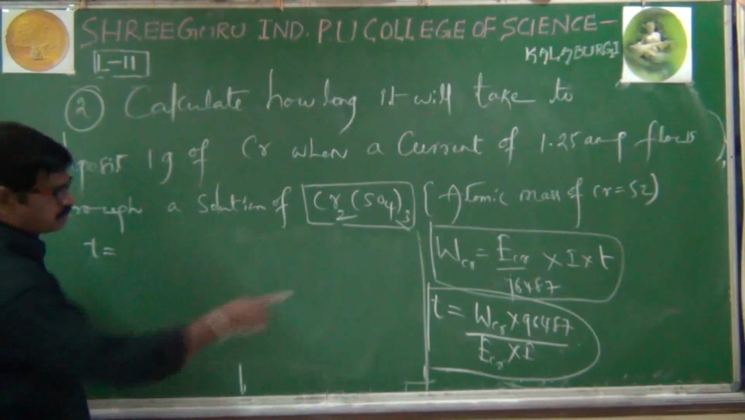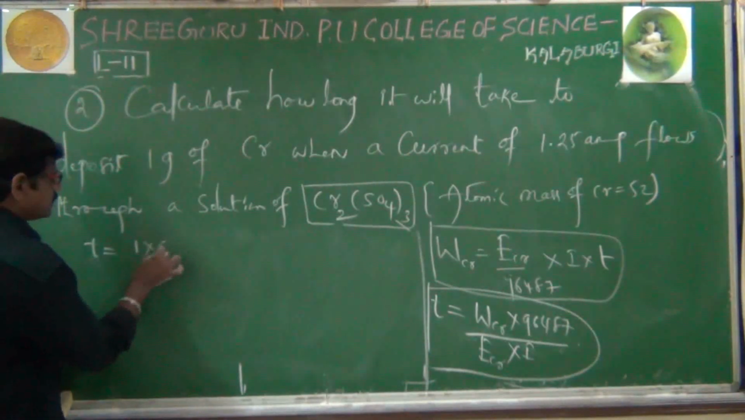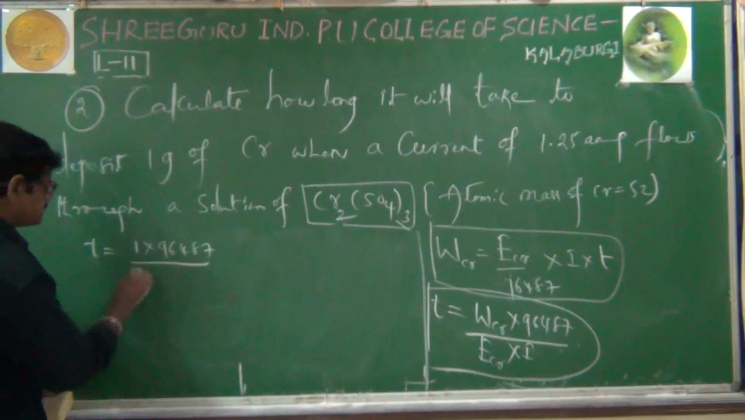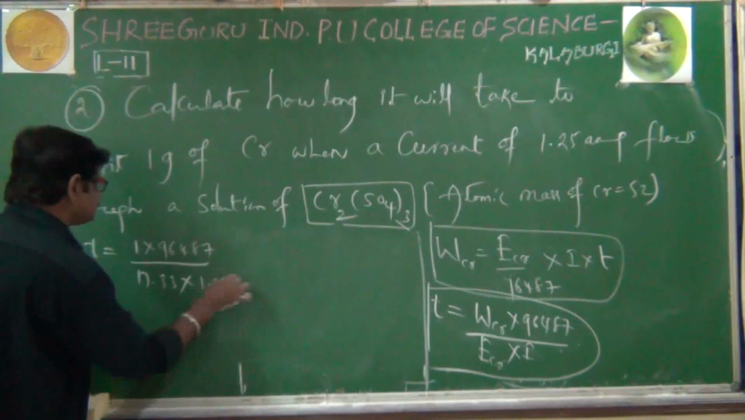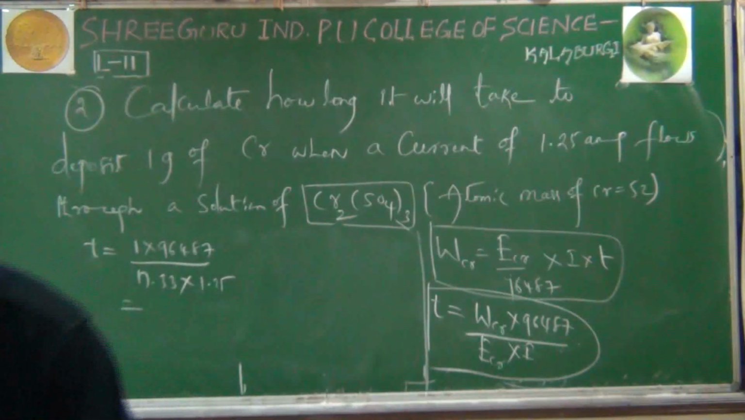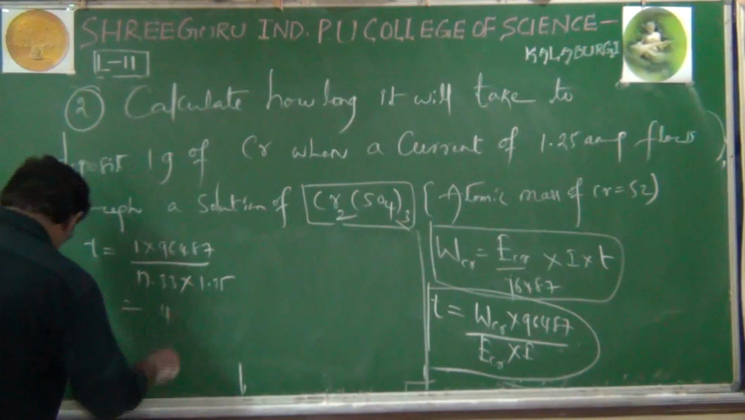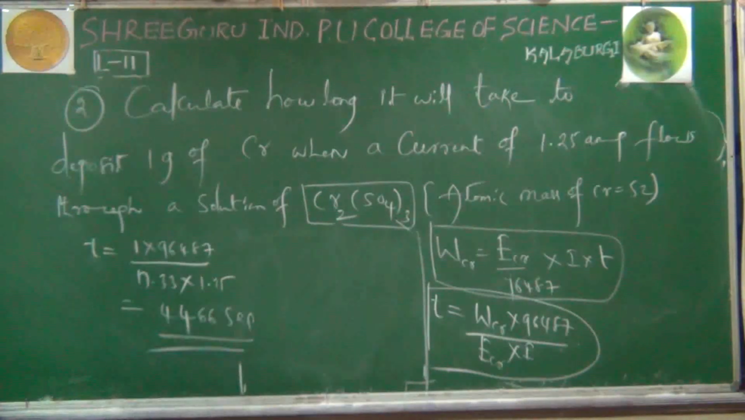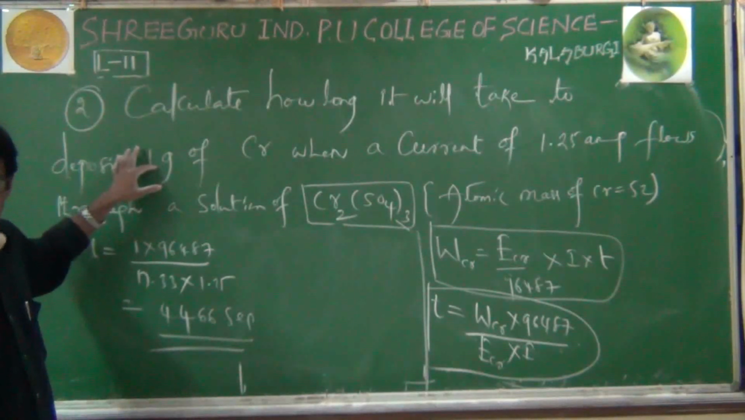T is equal to mass of chromium. Mass of chromium is 1 gram, into 96487, divided by equivalent mass of chromium, 17.33, into I, current, is 1.25. If you simplify, you will get 4466 seconds. That's the answer. It means this much time is required to deposit 1 gram of copper.